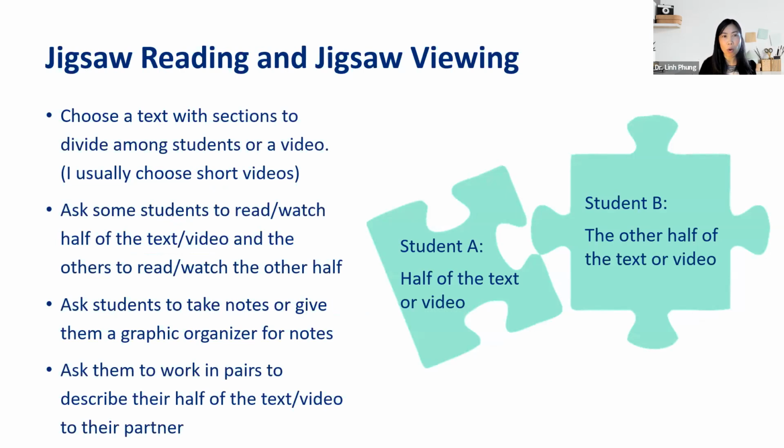Ask students to read or watch half of the text or the video, and the others to read or watch the other half. Ask students to take notes or give them a graphic organizer for notes so that they can share their ideas later. And then you can ask them to work in pairs to describe their half of the text or the video to their partner. And as you can see, this task involves multiple language skills, but there's an oral component to it. And when students have to work in pairs to share information, their focus is to share information that they have that the partner doesn't have. So again, this is a classic information gap task.